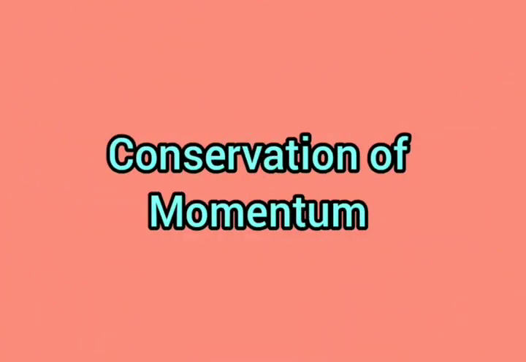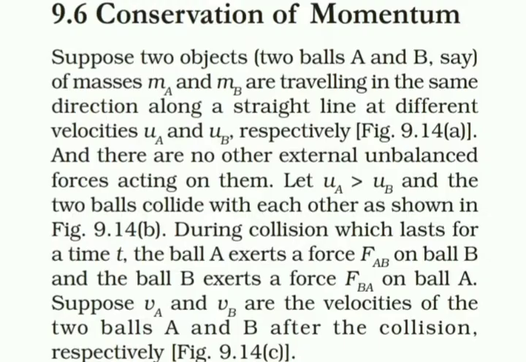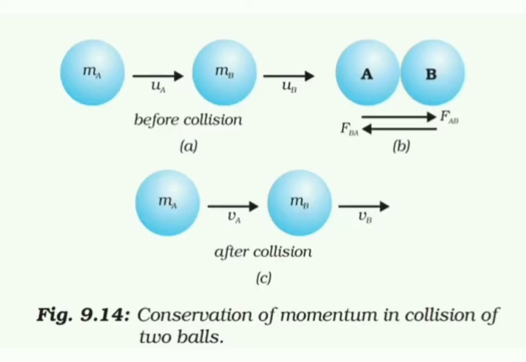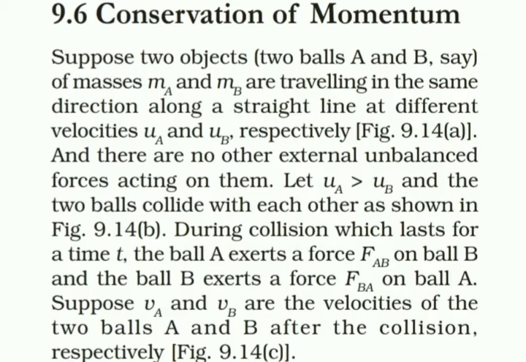Conservation of momentum. Suppose two objects, that is two balls A and B, of masses ma and mb are traveling in the same direction along a straight line at different velocities ua and ub respectively, and there are no other external unbalanced forces acting on them.